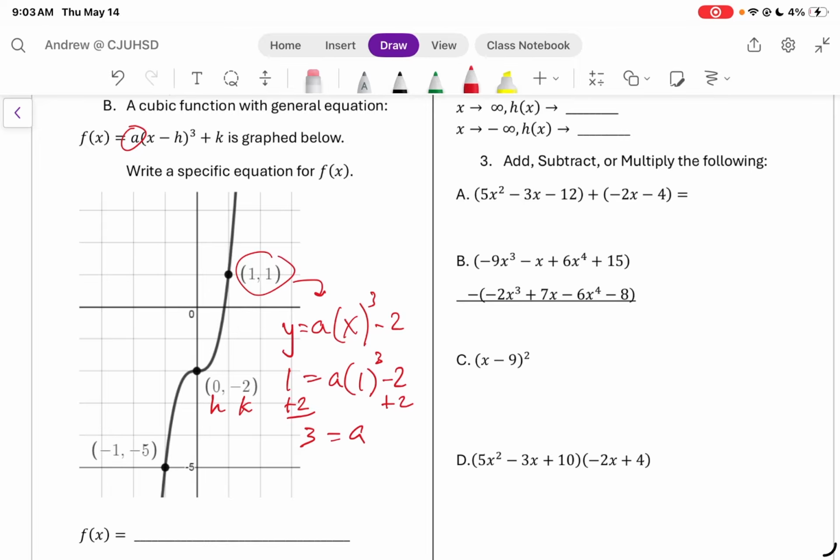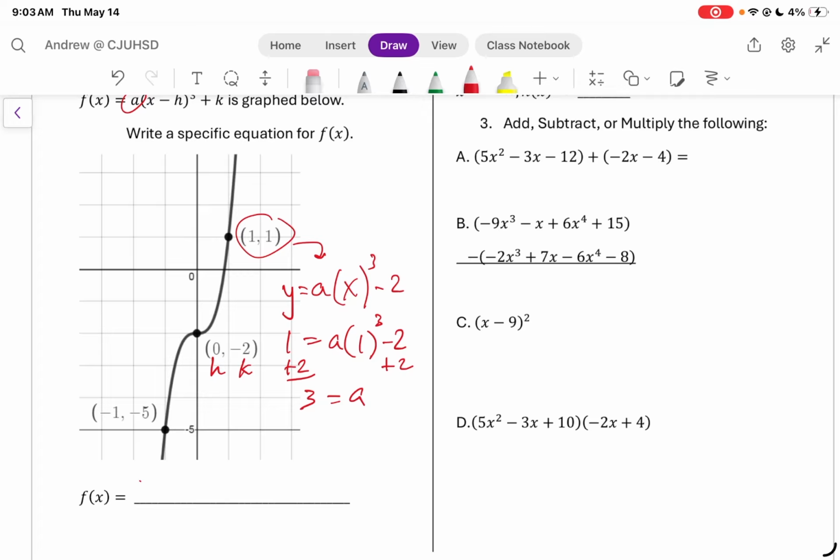So when I write my equation, 3 times, well, I don't really need the parentheses, but let me take those off. x to the third minus 2. Since there's no horizontal shift, I don't have to have parentheses around x minus h. Now, a quick way to get the a value also would be to count how far from here to here: 1, 2, 3, and over 1. So there's your 3.